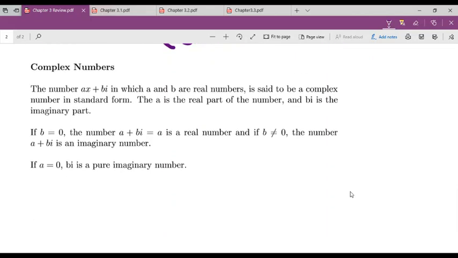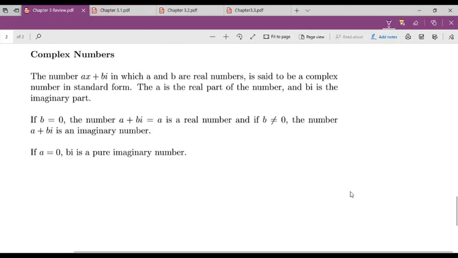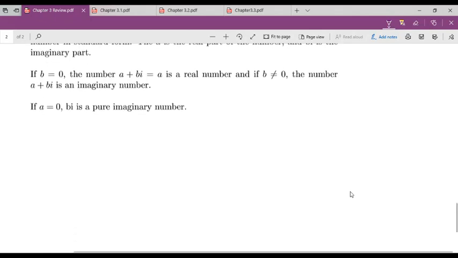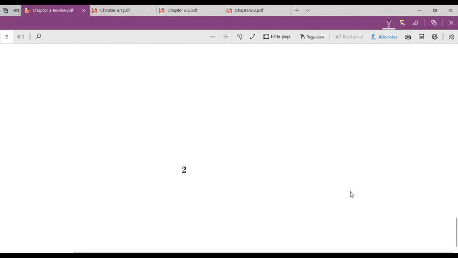The number a plus bi, in which a and b are real numbers, is said to be a complex number in standard form. The a is the real part of the number, the bi is the imaginary part. If b equals 0, the number a plus bi equals a, which is a real number, and if b is not equal to 0, the number a plus bi is an imaginary number. If a equals 0, bi, which is what's left over, is a pure imaginary number. And that pretty much covers the review.